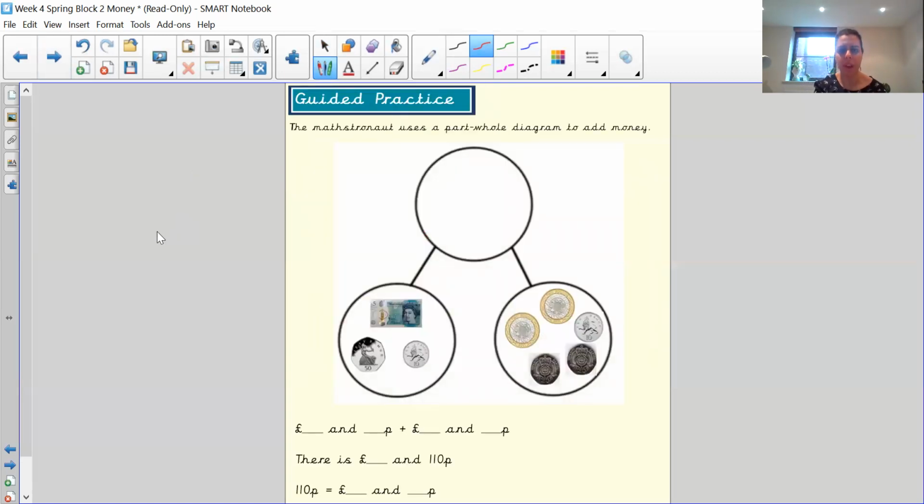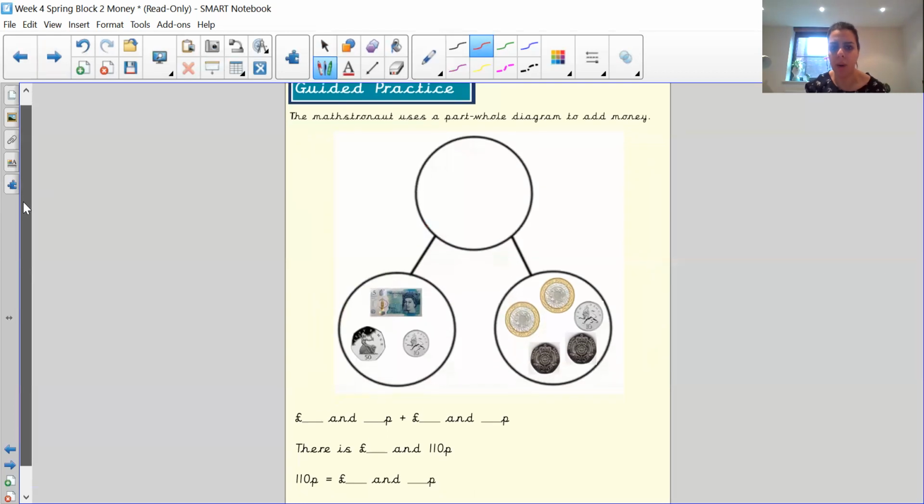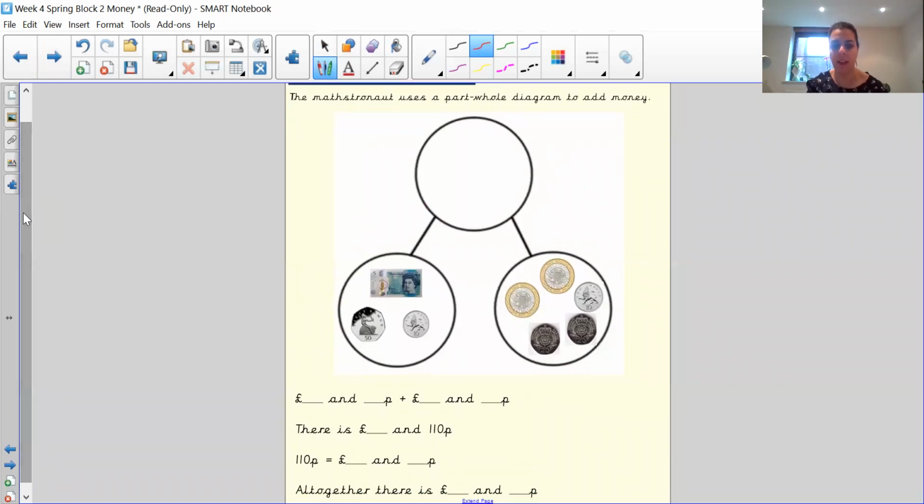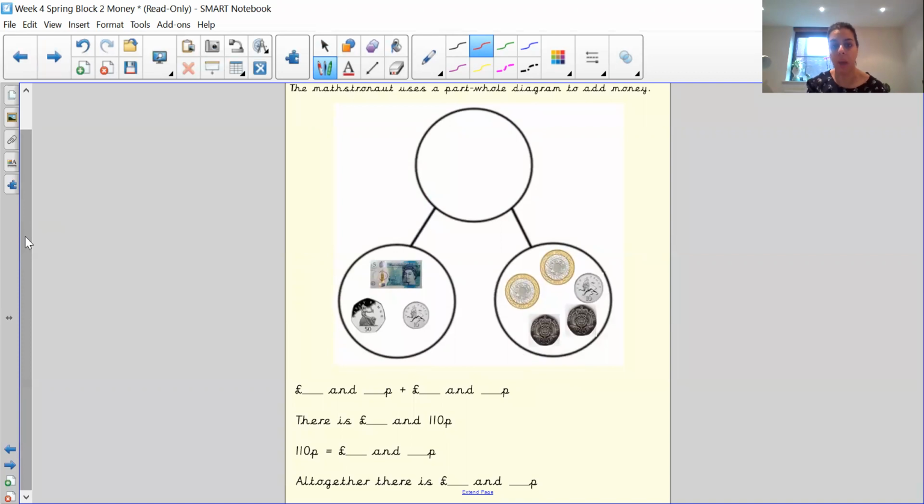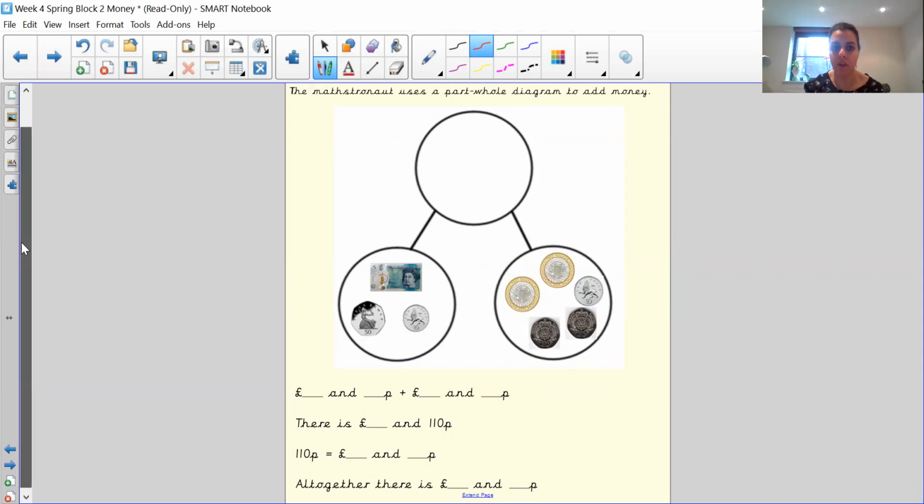Okay, let's carry on. So now I've got a part-whole diagram. Now, if you need to go and get your part-whole model to help you with this, that's absolutely fine. So you can pause the video now and go and get your part-whole model to help. Okay, if you have got your part-whole model with you, you can just draw your coins, or you can draw your piece of paper. So in this circle over here, I have got a £5 note, a 50p coin, and a 10p coin. And in this circle over here, I've got a £2 coin, a £2 coin, a 20p, a 20p, and a 10p. And it says at the top, the astronaut uses a part-whole diagram to add the money.